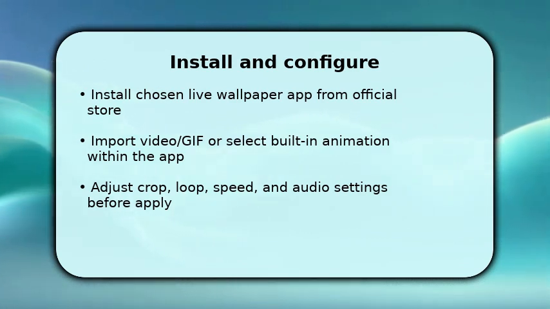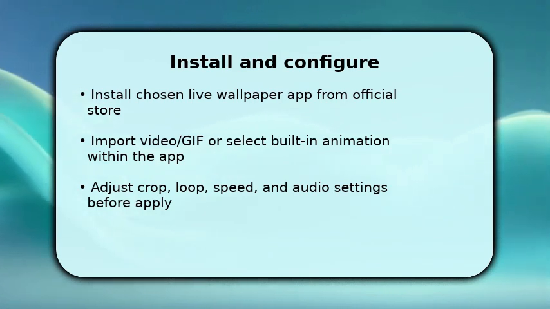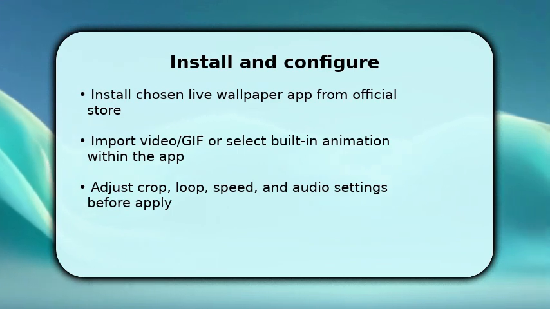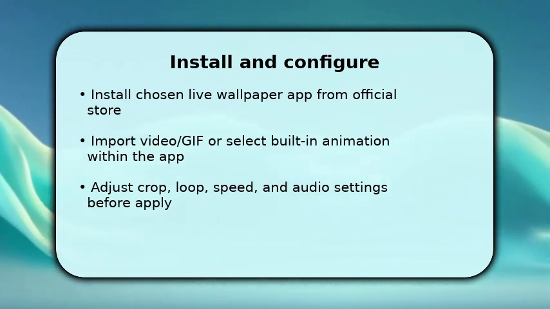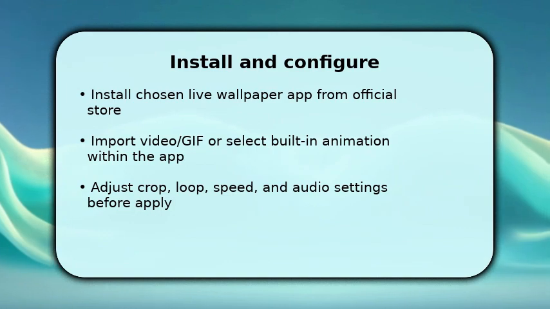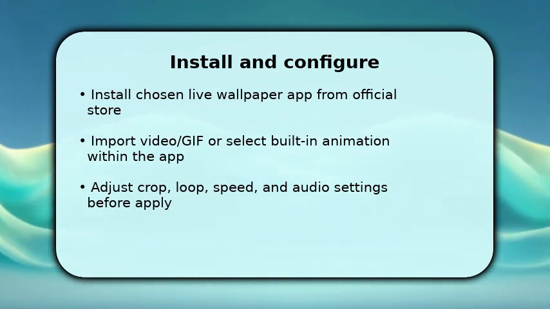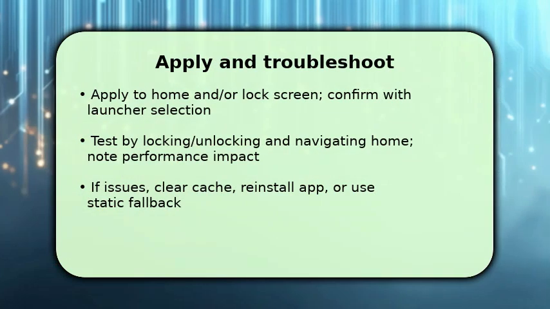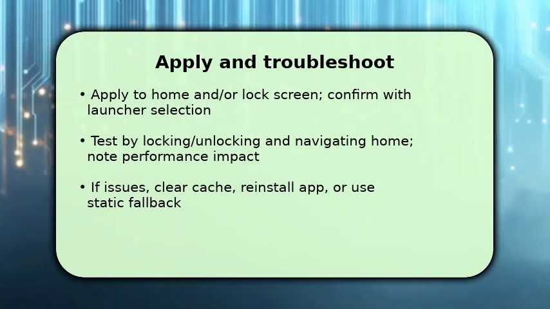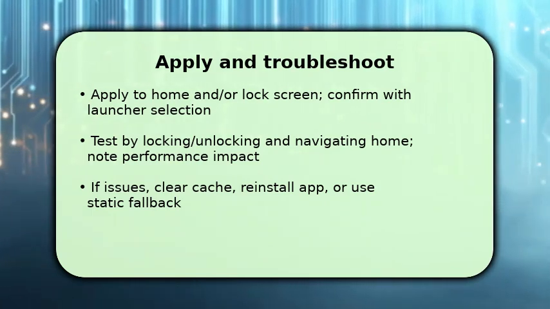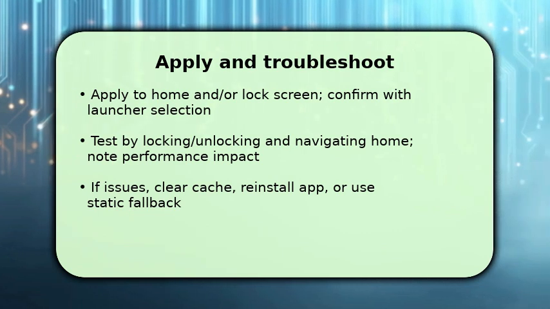Once imported, set loop behavior and playback speed, disable audio unless you want sound. Make sure preview looks right. Some launchers require you to apply via the launcher's wallpaper menu, rather than the app, for consistent home and lock screen behavior. Apply the live wallpaper and choose whether it runs on home screen, lock screen, or both. Select the launcher if prompted.